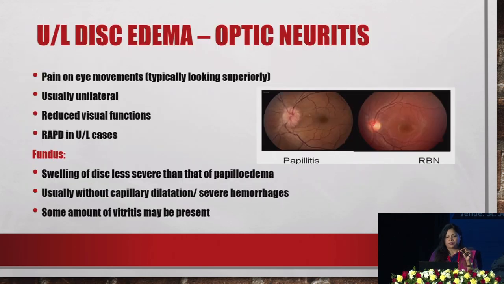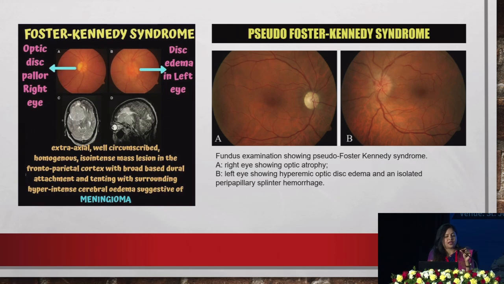So coming to optic neuritis, there are two things you have to think about to differentiate between optic neuritis and papilledema. One is reduced visual function and RAPD. And the edema is less severe than what you see in papilledema. Now a very characteristic question, everybody knows this, Foster-Kennedy syndrome. A frontal lobe meningioma compressing causes optic atrophy in one eye, with the other eye having disc edema. What is pseudo-Foster-Kennedy? In the image, it is showing one eye having optic atrophy, the other eye having disc edema. It is mimicking the Foster-Kennedy.